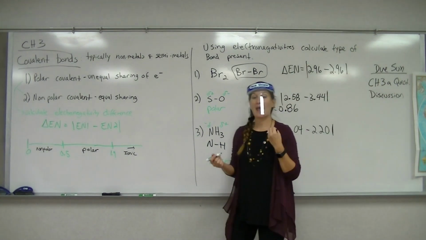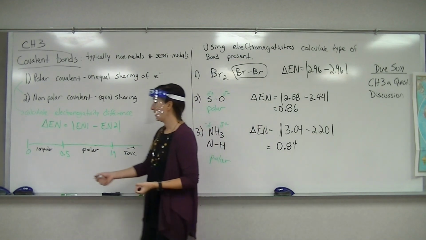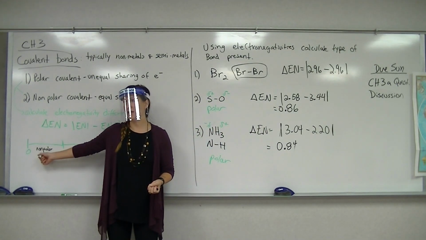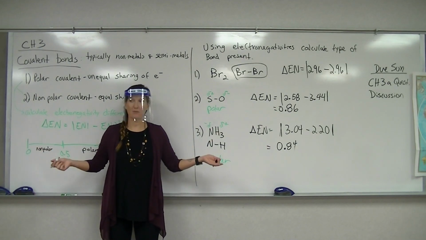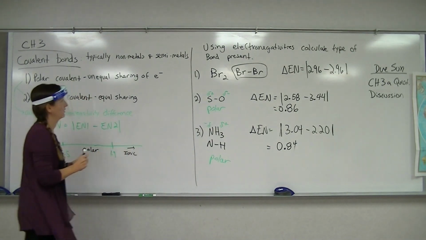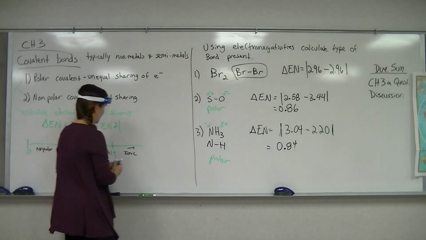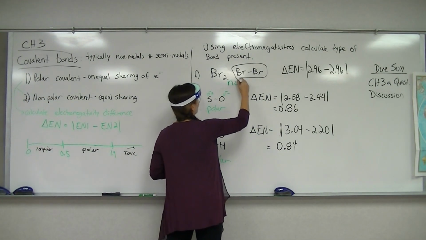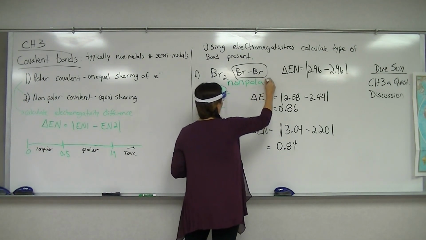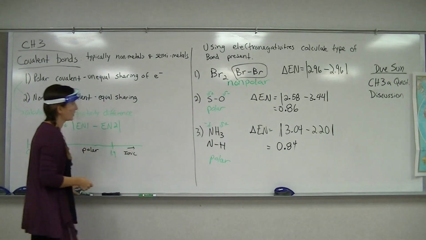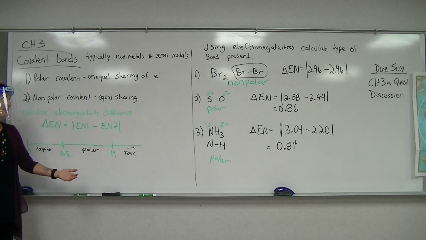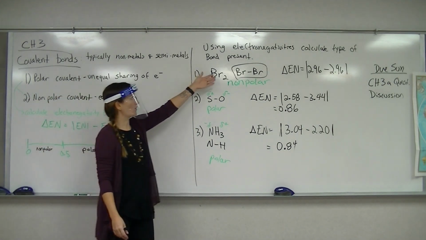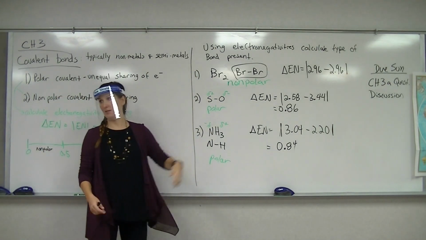So since they have the same electronegativity, it's going to be nonpolar. They're going to share those electrons equally, because no one wants them more than the other one, they want them the same. So this one would be an example of nonpolar. And usually, when we have a nonpolar covalent bond, we usually just call it covalent. So nonpolar is usually covalent bonds, and then we have polar covalent bonds.